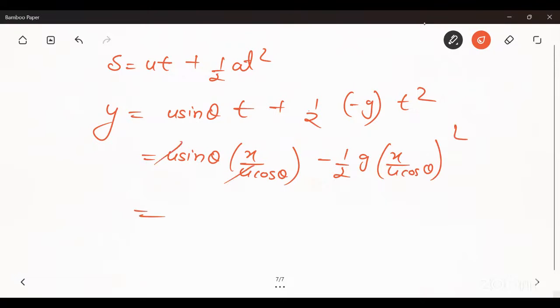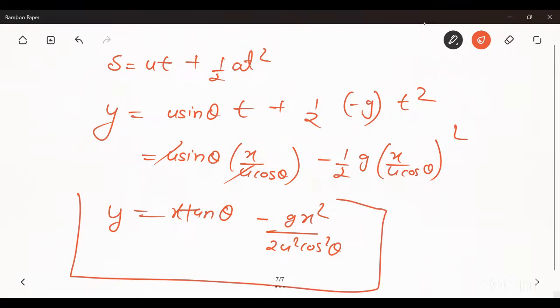So u will cancel by u. So sin theta upon cos theta is tan theta. So y is equal to x tan theta minus g x square upon 2u square cos square theta, which will be the trajectory of the projectile. Okay. So if tan theta became 0, y is directly proportional to x square, which is the equation of a parabola. So the trajectory of a projectile motion is always a parabola.